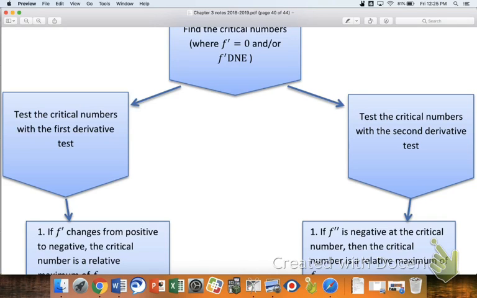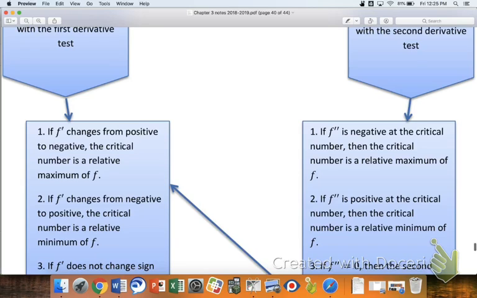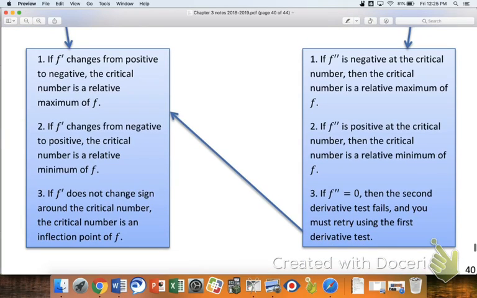What is the first derivative test? What is the second derivative test? You can see those outlined here. Notice that one arrow diagonaling back up: that's if f double prime doesn't tell us what we want to know. It's silent. That's when f double prime equals 0. That means you've got to go back and use the first derivative test. It might happen, might not. It just depends.